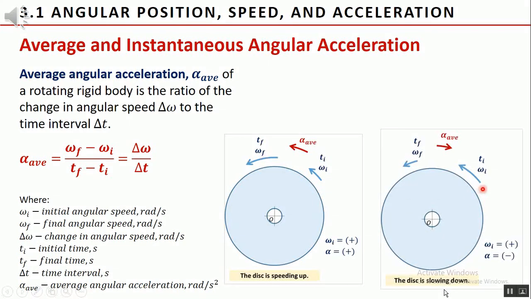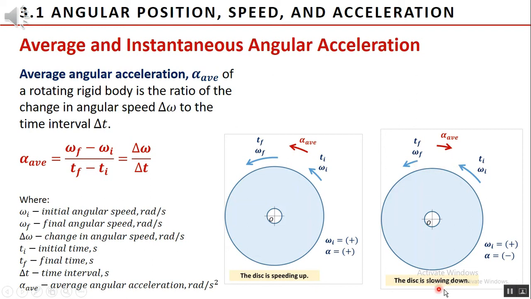The figure below shows two disks rotating counterclockwise, one is speeding up and the other is slowing down at a certain time interval. Since both disks rotate counterclockwise, their initial angular speeds, omega sub i, are positive values. When the disk speeds up, its final angular speed is greater than the initial angular speed, therefore the average angular acceleration of the disk is a positive value.